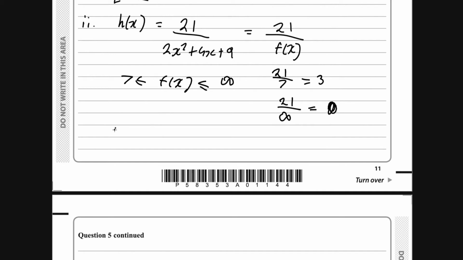Okay, and the answer to this is going to be 0, h of x, and 3. So h of x is greater than or equal to 0, but less than or equal to 3. This is its minimum and maximum value, and hence this is the range. And that's the answer to that question.